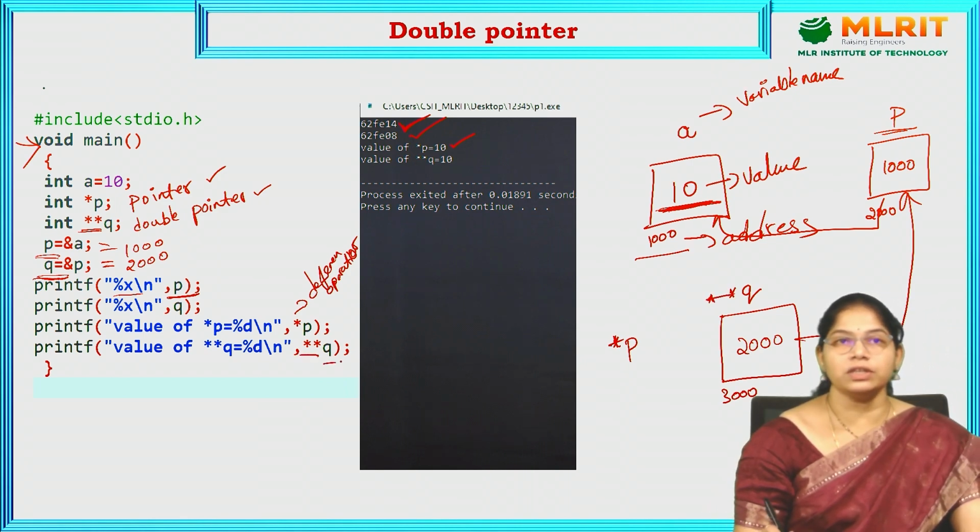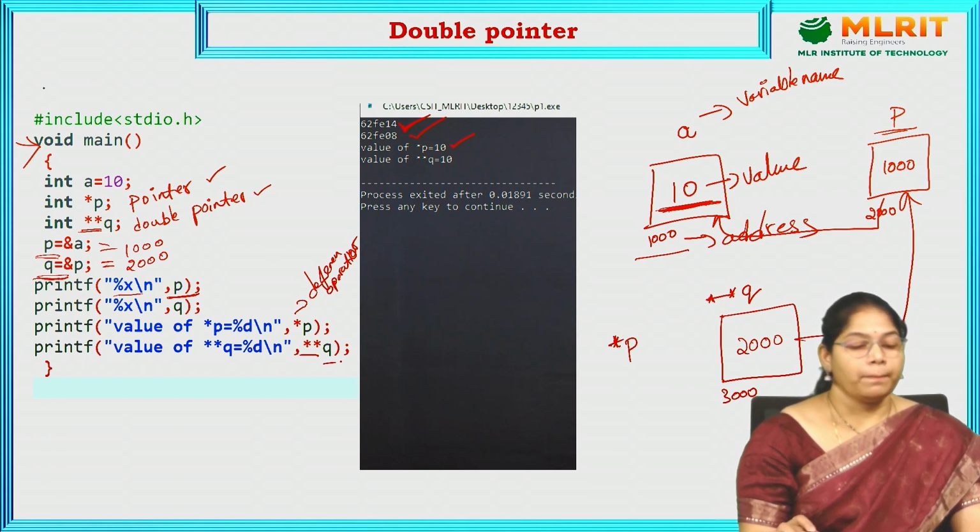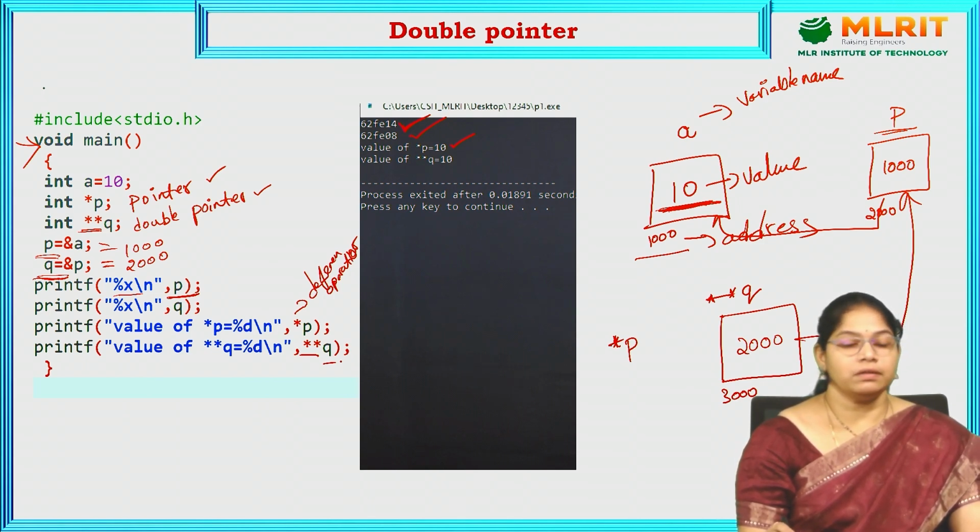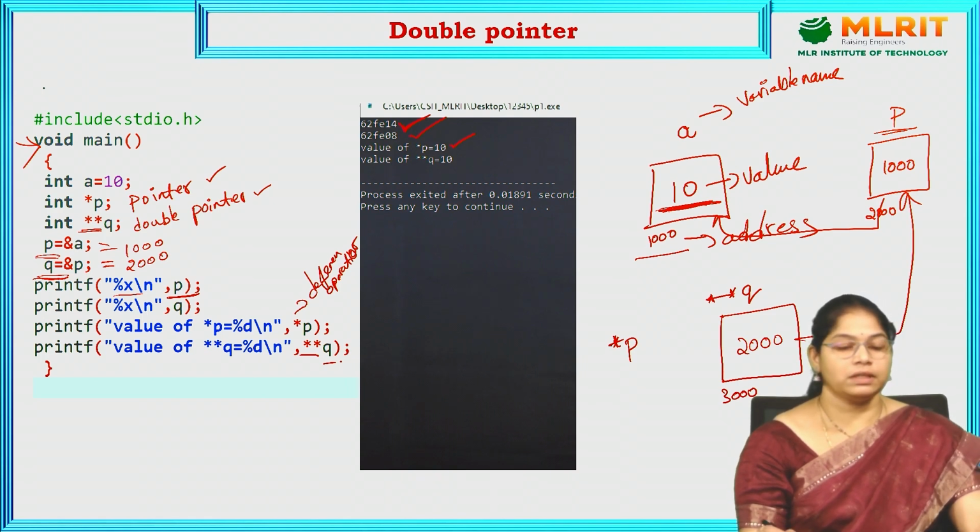So in this session, we have seen what a pointer is, and why we need a pointer and a double pointer. In the next session, we'll go with pointer arithmetic.